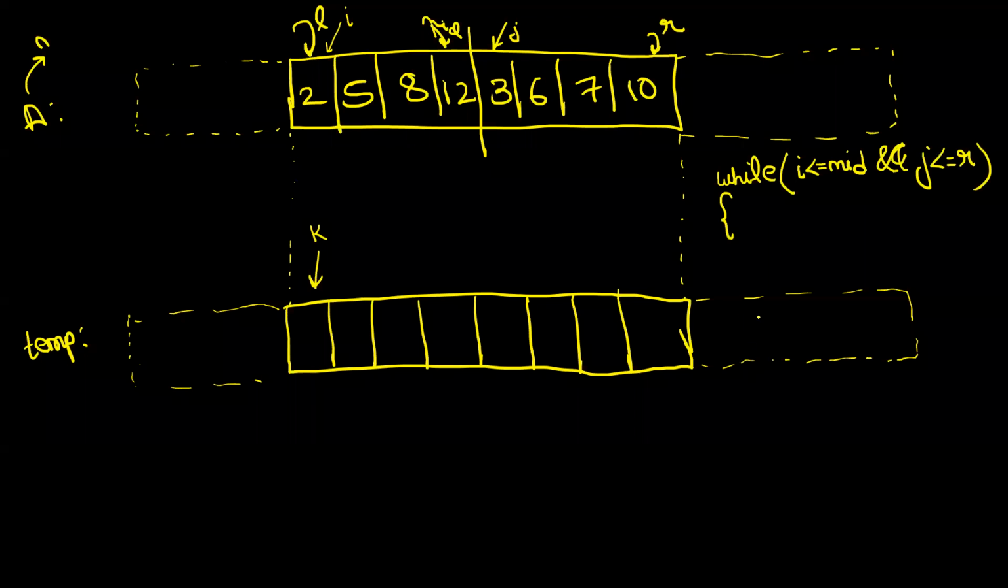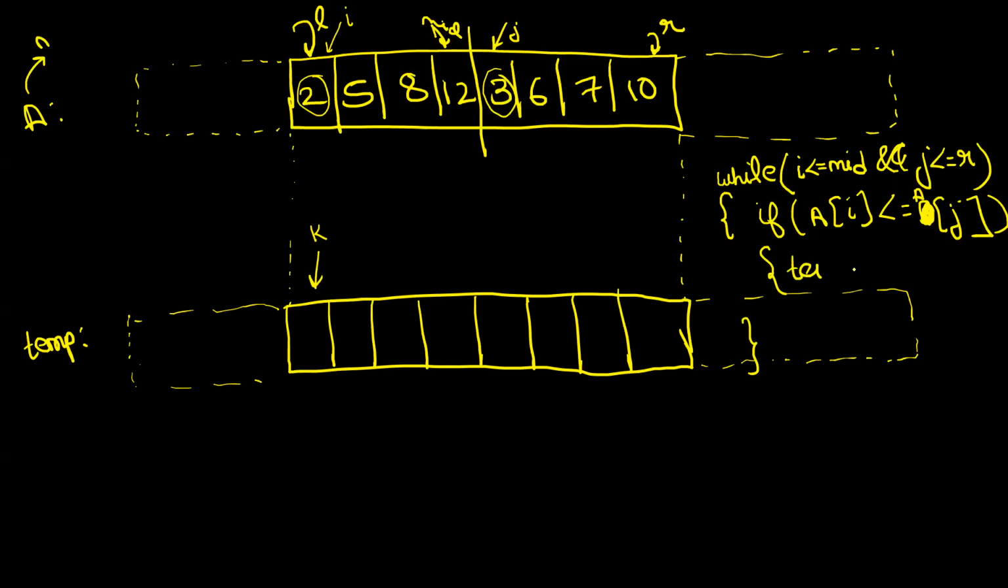So what will I do? I will compare. What will I compare? I compare A of I with A of J. Boss, this time you don't have two separate arrays. You have the same array, right? So if A of I is less than or equal to B of J, oh sorry, look, I made a mistake. If A of I is less than or equal to A of J, you have the same array, so this is smaller. So what will I do? I will take the element from the left subpart. So what do I do, guys? Temp of K is equal to A of I. Right? So I will take this 2 and write it here at this index.